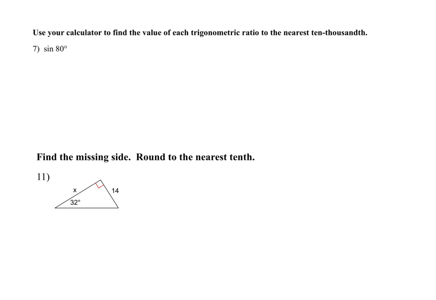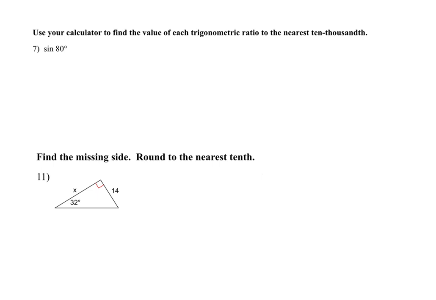So page 2 is not exact value. Exact value would be a fraction. Page 2 wants you to round it to the nearest 10,000ths. So you're still actually finding the ratio given an angle. But in this case, they want you to use your calculator.